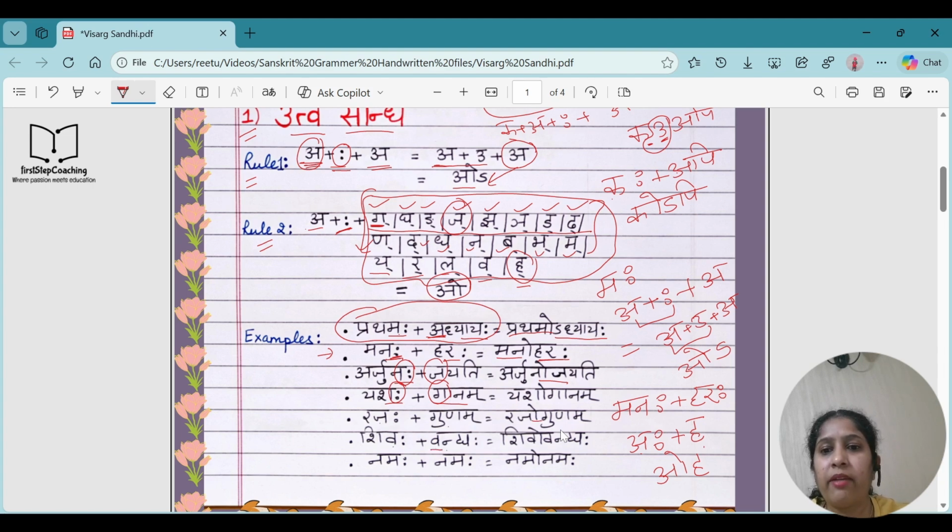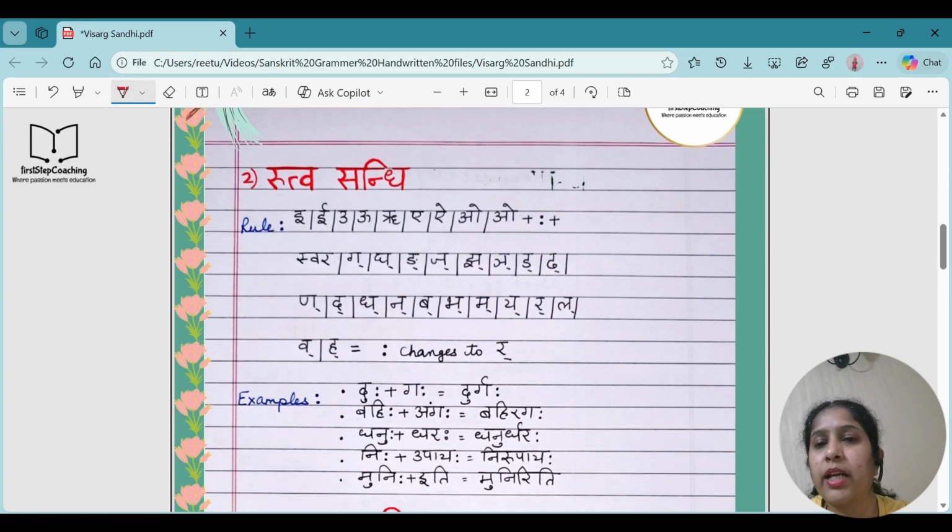Shivaha, Vandyaha. Do we have va here? Yes, we have a va here. So it became Shivo Vandyaha. Same way, if you see this one, Namaha, Namaha. This is ending with a and a visarg, and this is starting with na. Yes, we have na also as our option. So the word became Namo Namaha. I hope Utva Sandhi is clear to everyone.